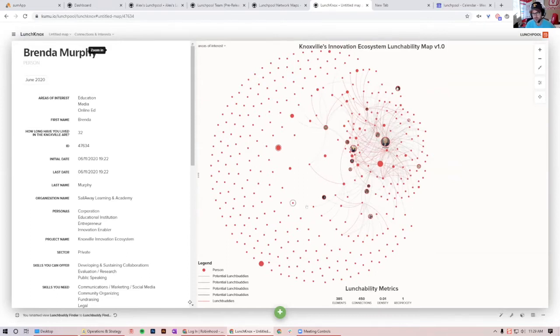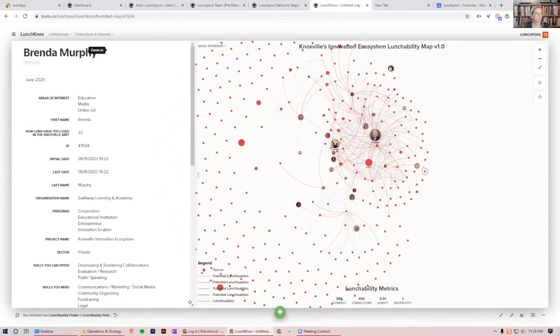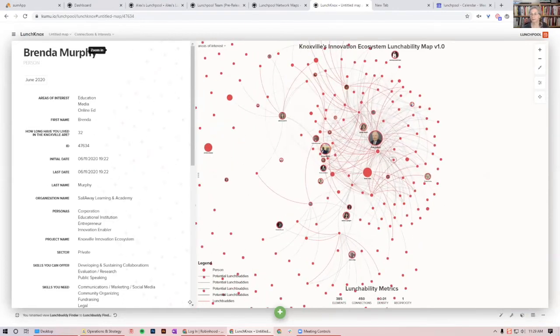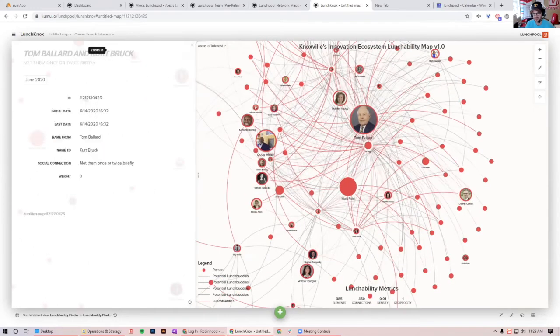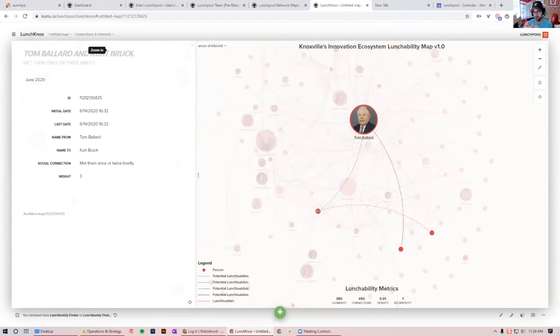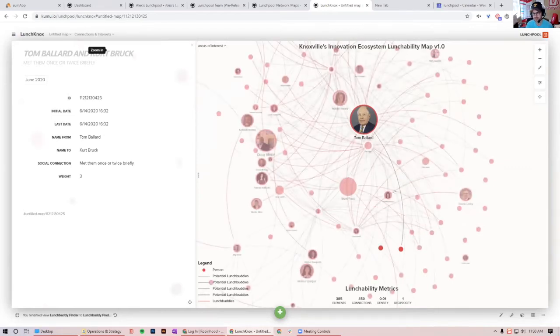It was good to have them on there because even though they haven't participated, their name's still on the list, and other people can connect with them. Yep. And then Jim, you had asked about the edges between the nodes. Basically on the connections tab in sumApp, you can ask people to self-report how they're connected.